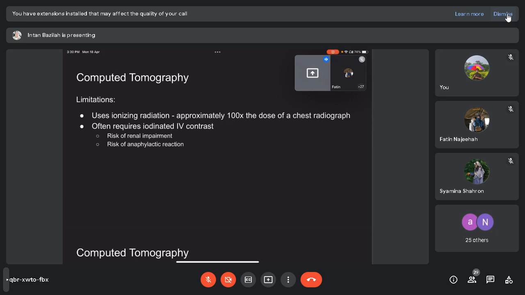When you give radiation to patient, you might not see the effect now, but patient might get the effect 10 or 15 years later. Okay, as you know, radiation can increase risk for cancer. And of course, it often requires iodinated IV contrast. So there's a risk of renal impairment and also risk of anaphylactic reaction.